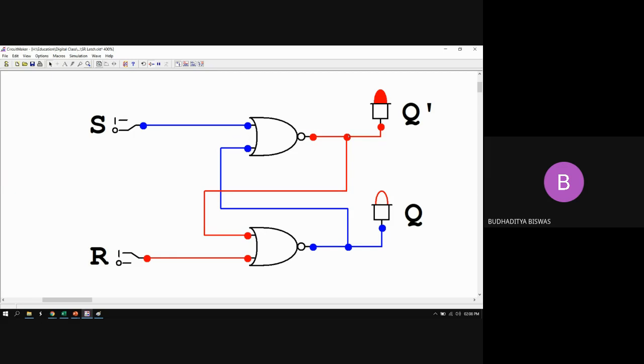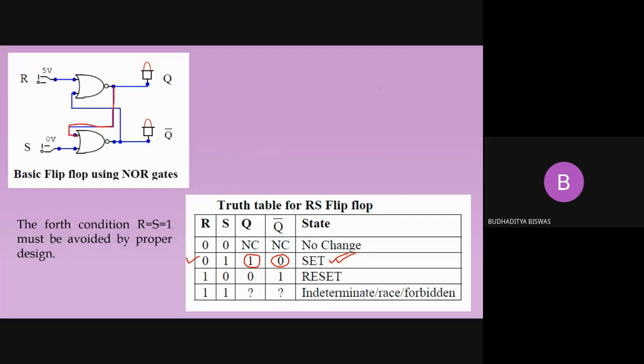And what about the Q bar? We can't say Q bar just by seeing the value of S, because S equal to 0 means we need to look at the second input, and second input is connected to Q. So Q equal to 0 here also. So both the inputs are 0 in the upper NOR gate. So that means Q bar equal to 1. So in this combination, when S equal to 0, R equal to 1, Q equal to 0, Q bar equal to 1. And what is the name of the state? Reset state.